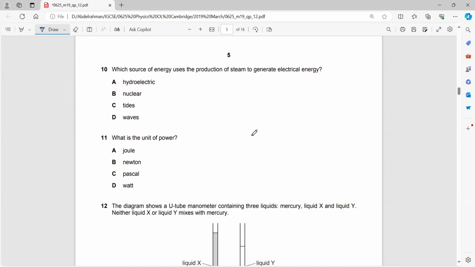Which source of energy uses the production of steam to generate electrical energy? Hydroelectric doesn't have any steam. Yes, nuclear, because we boil the water, which produces steam, and then the steam goes into the turbines. What is the unit of power? Quite easy: the watt, definitely the watt.